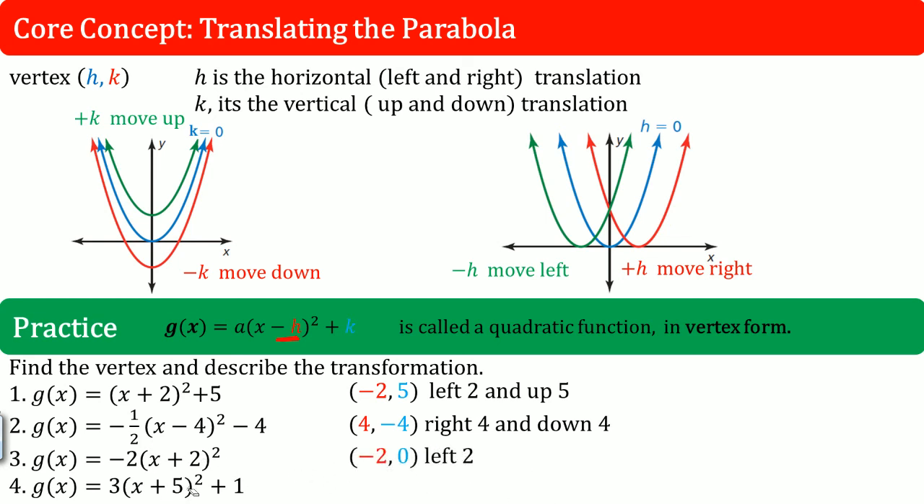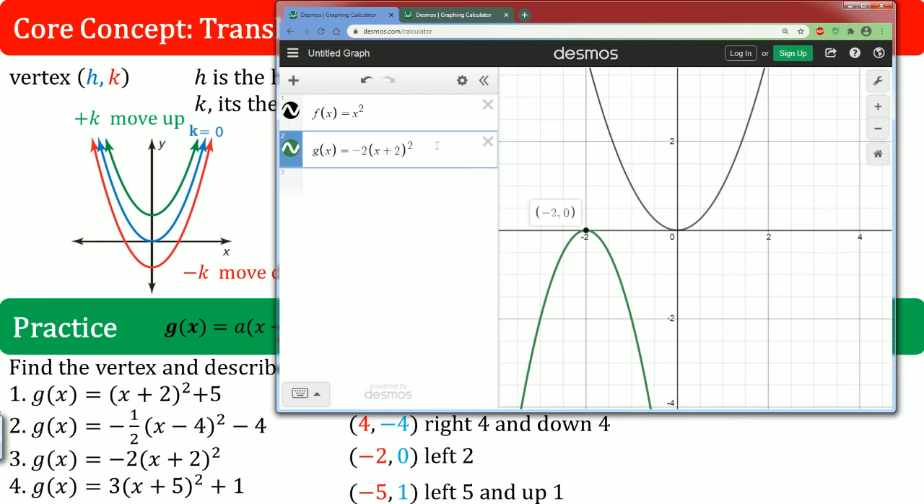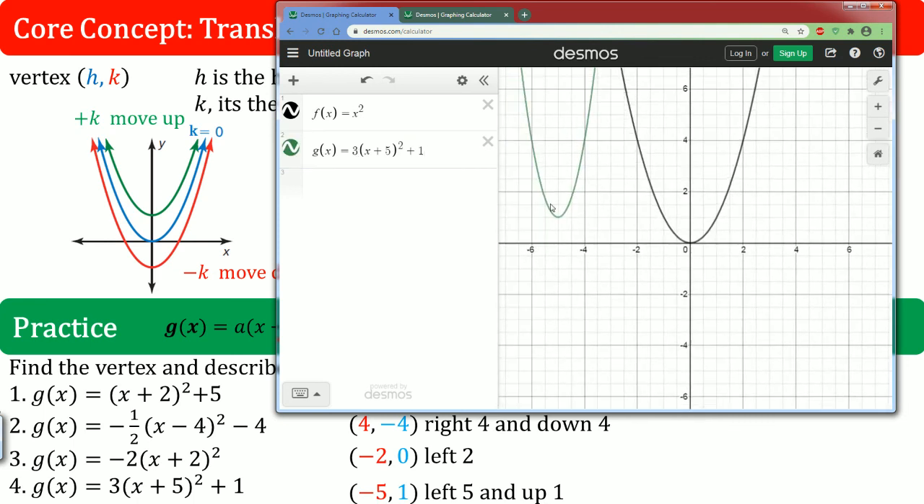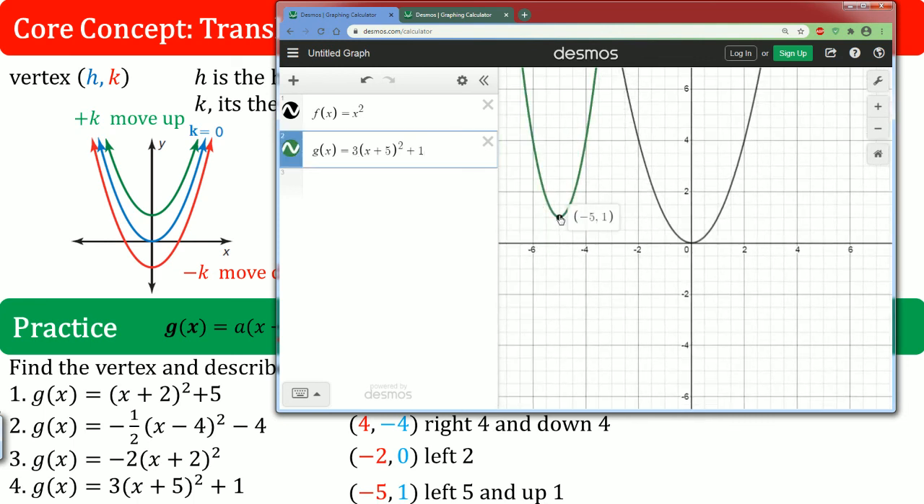Good. The next one, our vertex is negative 5 comma 1. That means to the left 5 and up 1. Let's graph that to double check our work. 3 (x plus 5) squared plus 1. Let's see where it is. There it is. We went left 5, then up 1.